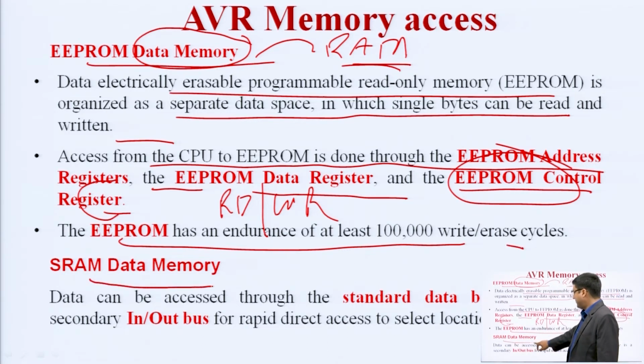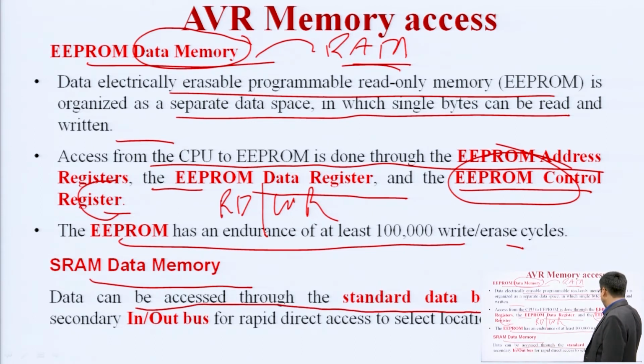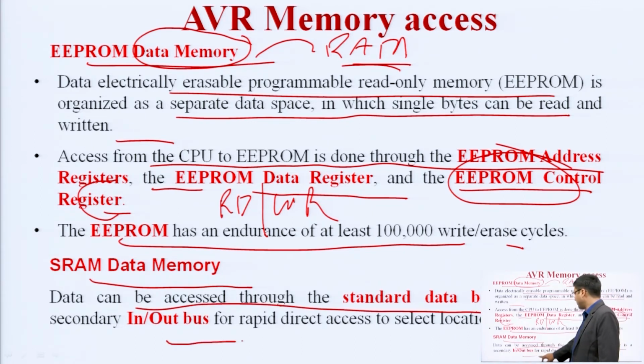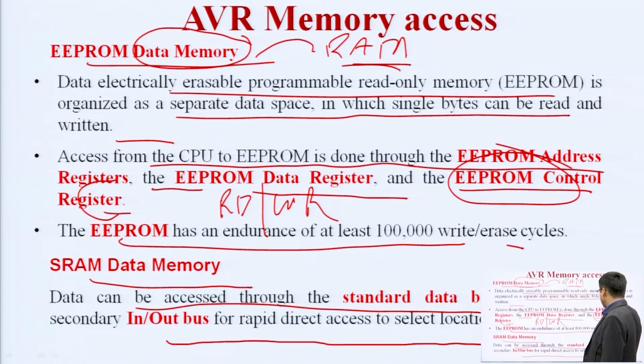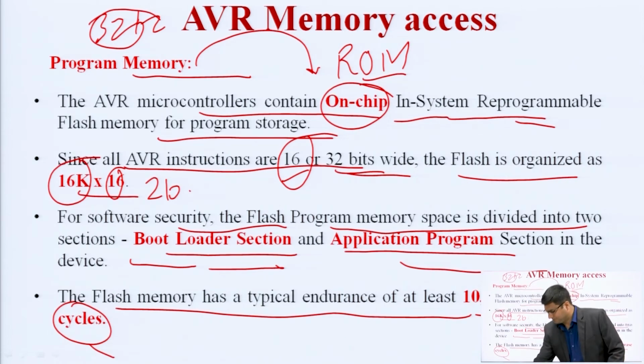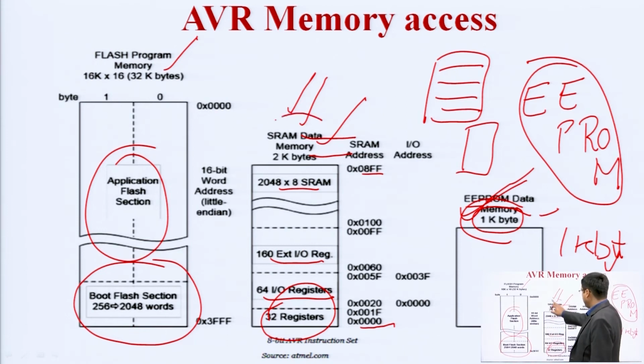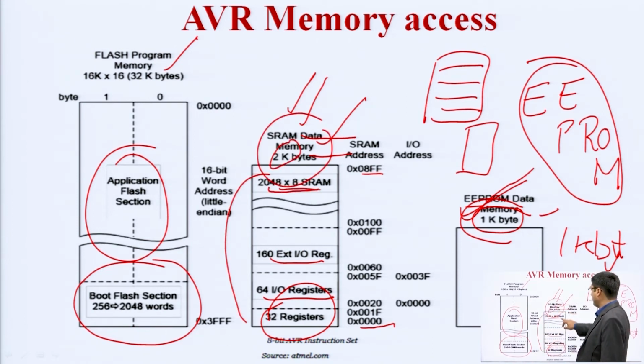After that, SRAM data memory. SRAM is static RAM. Data can be accessed through the standard data bus. There is a secondary input output bus for rapid direct access to selectable locations. Here you can see that this is the SRAM memory of 2 kilobytes, and it is further divided into many parts: 2048 into 8 RAM, 160 external input output registers, 64 input output registers, and 32 registers.